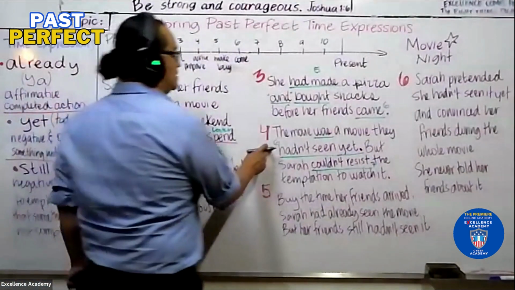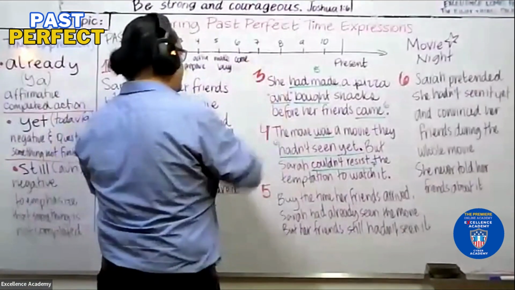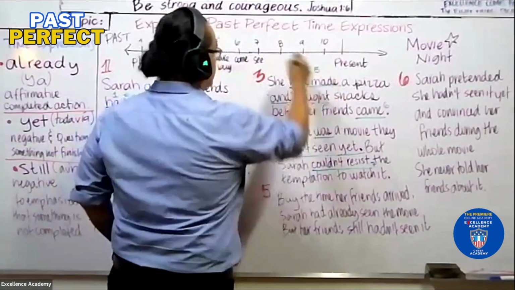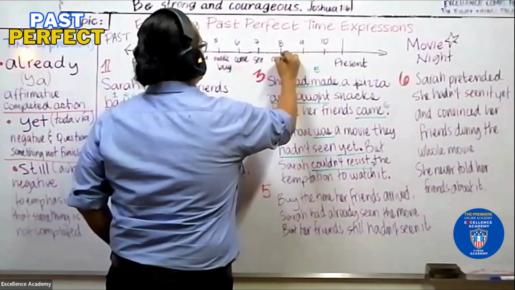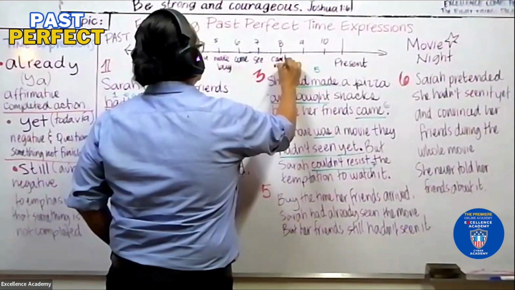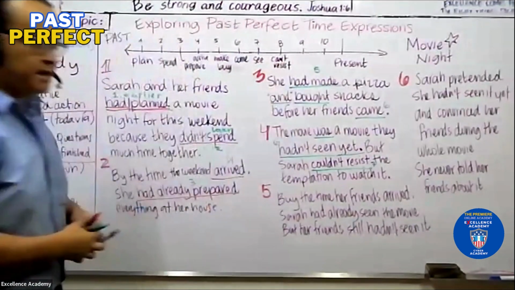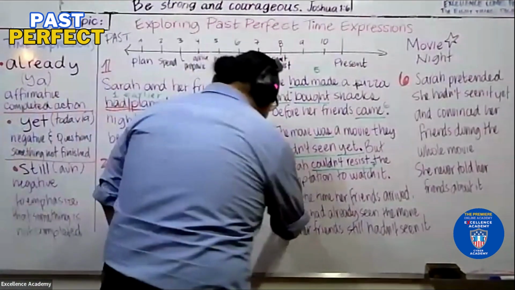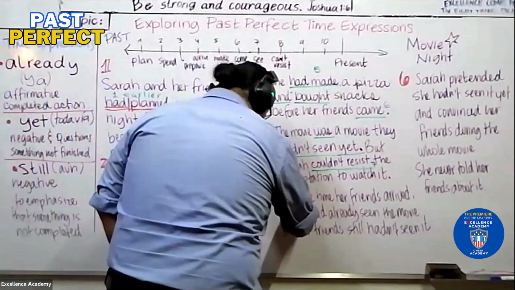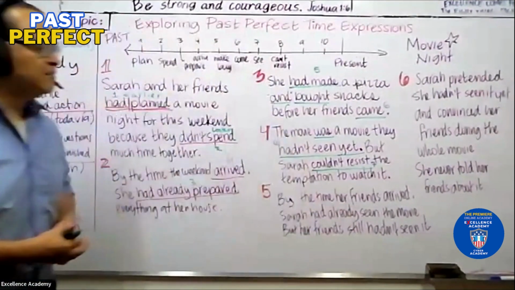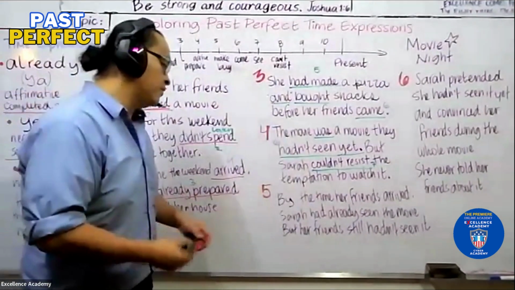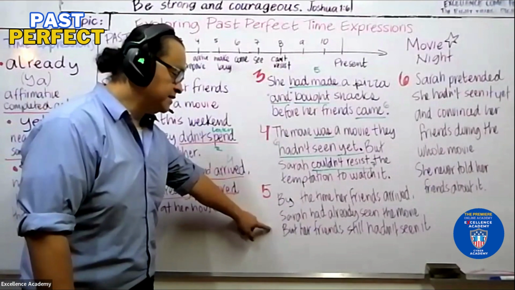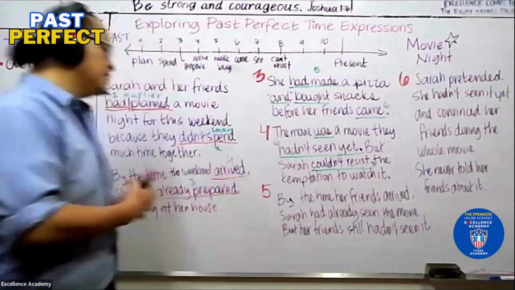So let's put number 6 as seeing the movie, right? And can't resist watching it. Okay, let's go to number 5 now. Hold on. What happened here? There it is. By the time her friends arrived, Sarah had already seen the movie, but her friends still hadn't seen it. Let's take a look here.